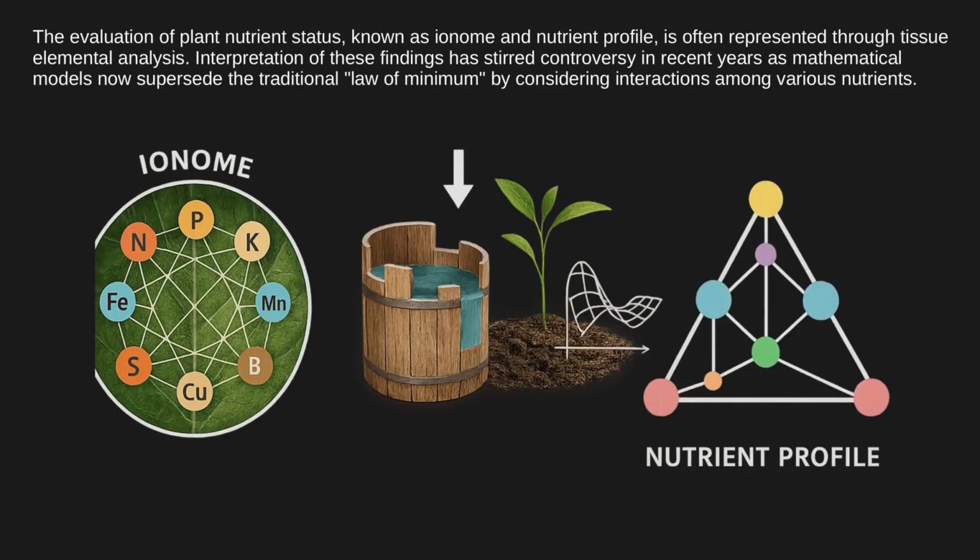The evaluation of plant nutrient status, known as ionomics and nutrient profile, is often represented through tissue elemental analysis. Interpretation of these findings has stirred controversy in recent years, as mathematical models now supersede the traditional law of the minimum by considering interactions among various nutrients.